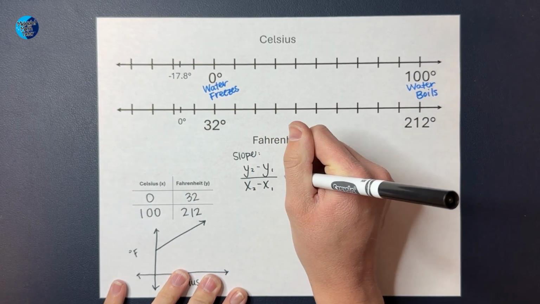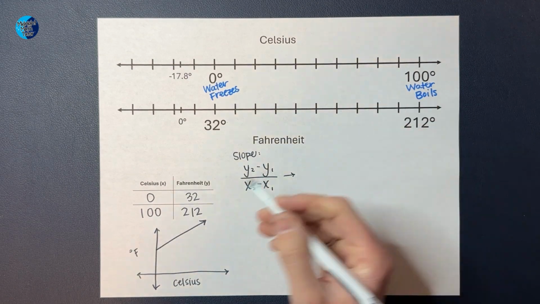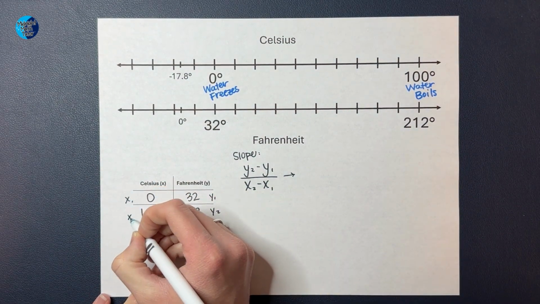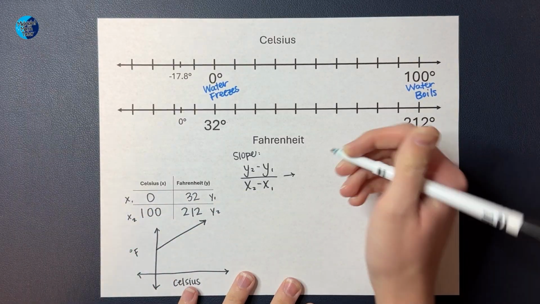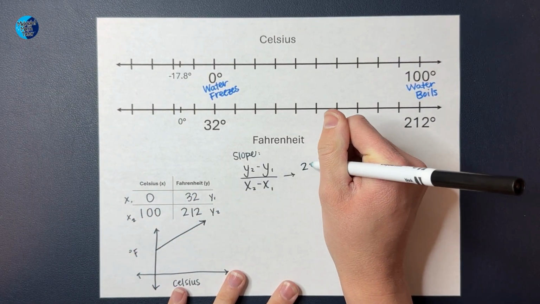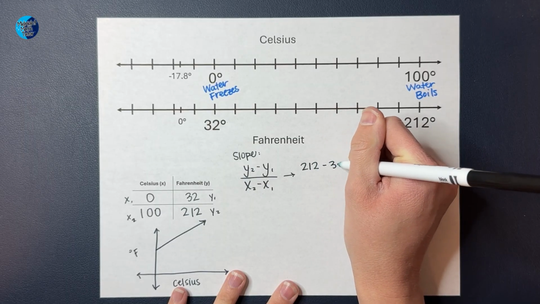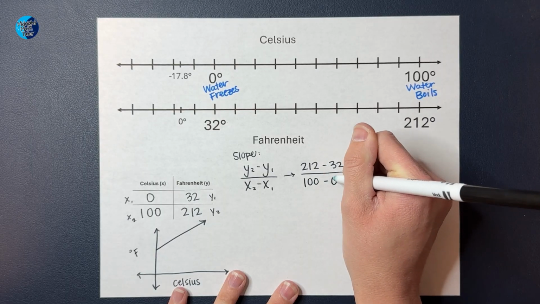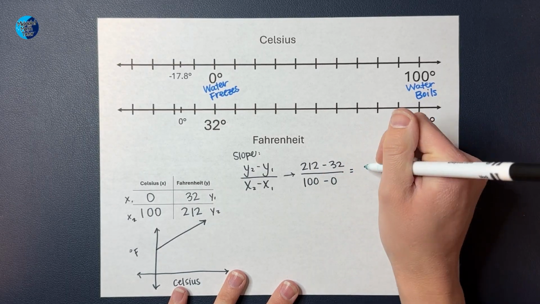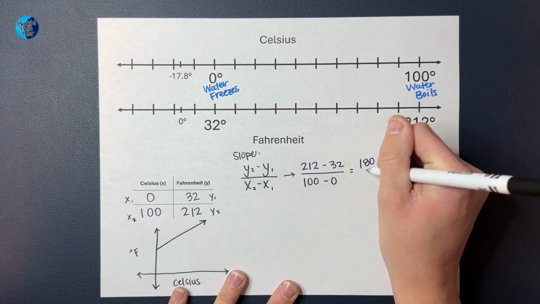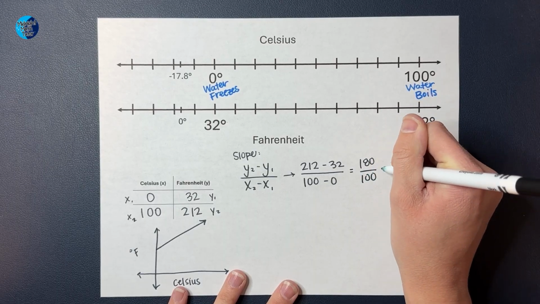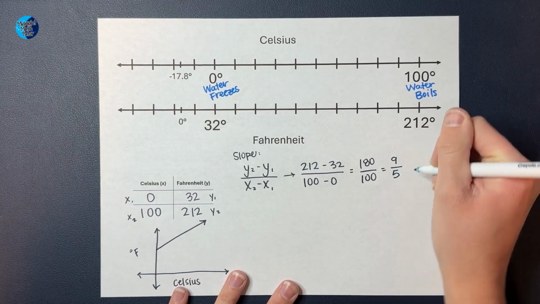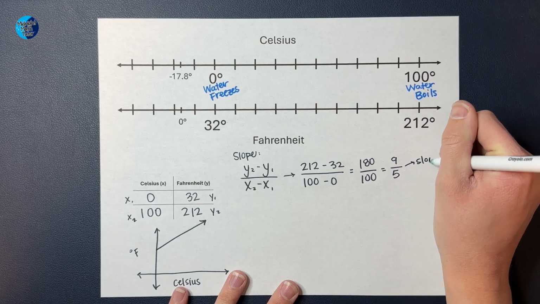Again, if you're like, what is that? I will have a video linked for you. So we're just going to label these y1, y2, x1, x2. So we have 212 minus 32 over 100 minus 0, which gives me 180 over 100. And that fraction is going to simplify down to 9/5. So that is the slope.